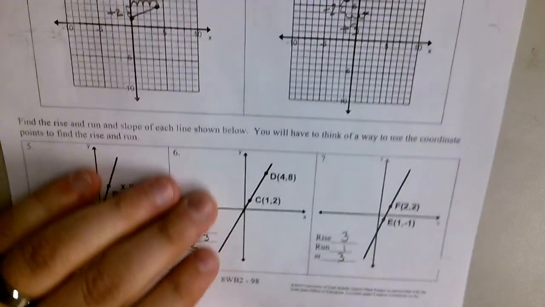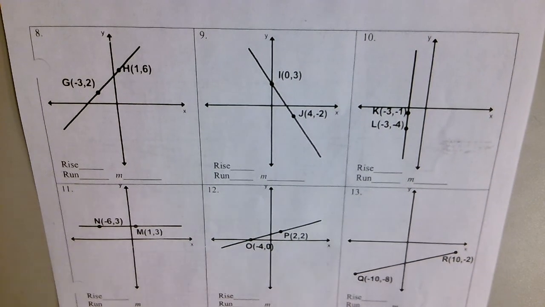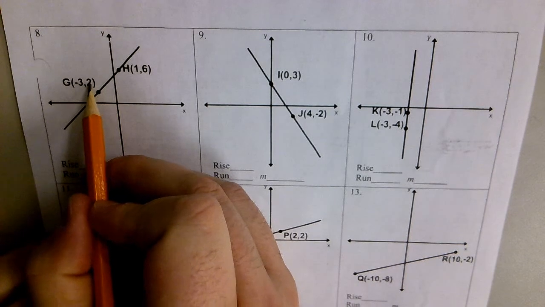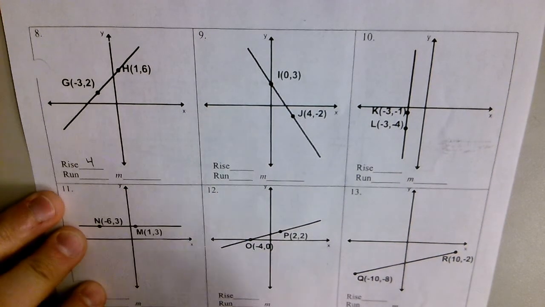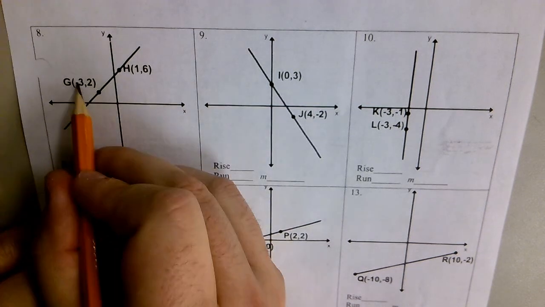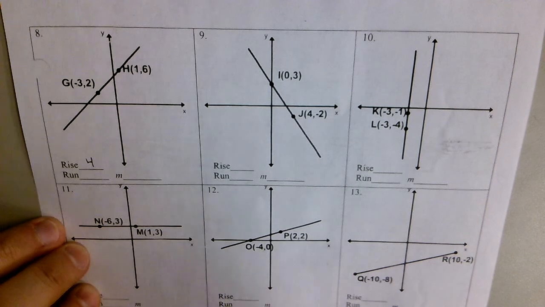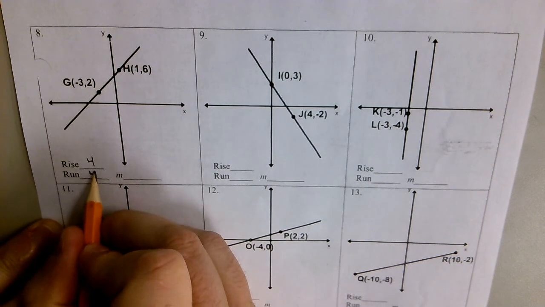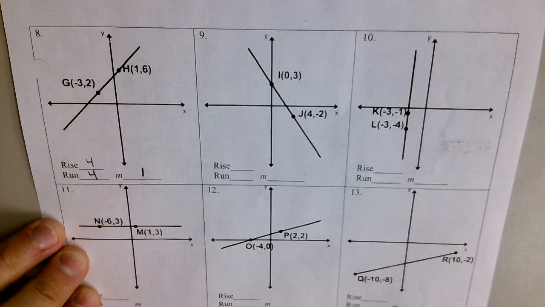All right, we're going to jump to the back, where we're going to do a lot of the same stuff. So I'm going to keep following that same thought process. I'm going to go from 2 to 6. To go from 2 to 6, I have to add 4. To go from -3 to 1, I have to also add 4. So my slope is 1. 4 over 4 is 1.